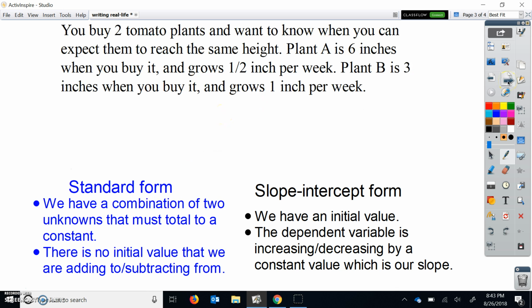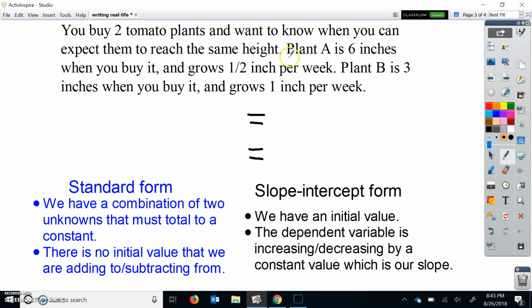Now, let's read this next situation. It says you buy 2 tomato plants and want to know when you can expect them to reach the same height. Plant A is 6 inches when you buy it and grows a ½ inch per week. Plant B is 3 inches when you buy it and grows 1 inch per week. So, I don't know how tall they are. I don't know what they're going to equal, in terms of the height.